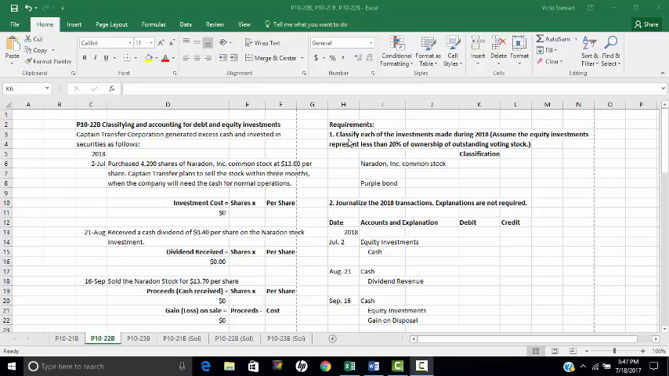So the first part of this problem states to classify each of the investments made during 2018 and assume the equity investments represent less than 20% ownership of outstanding voting stock. So if we plan to keep the Narodon stock for a short period of time, 3 months, we do not have significant influence, then we would just classify this as equity with no significant influence. And it would not be accounted for using the equity method.